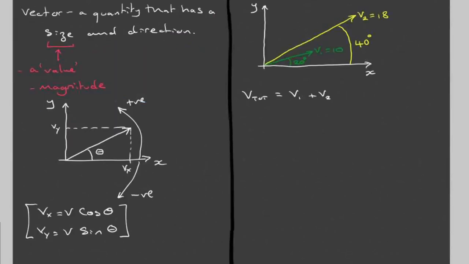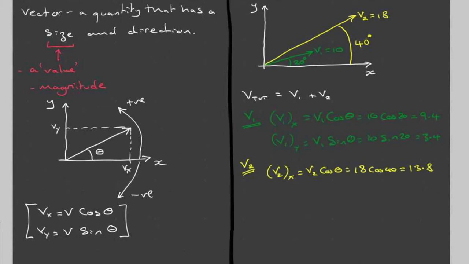Okay, for vector number 1, the x component is given by V1x = V1 cos theta, which is 10 cos 20, which is 9.4. The y component will be V1 sin theta, which is 10 sin 20, which is 3.4. We do the same for V2. The x component is V2 cos theta, which is 18 cos 40, that's 13.8. I'm expressing my answers to the first decimal place. And the y component is V2 sin theta, which is 18 sin 40, which is 11.6.